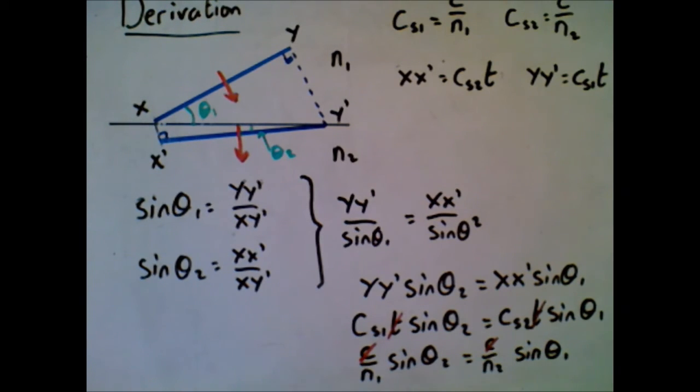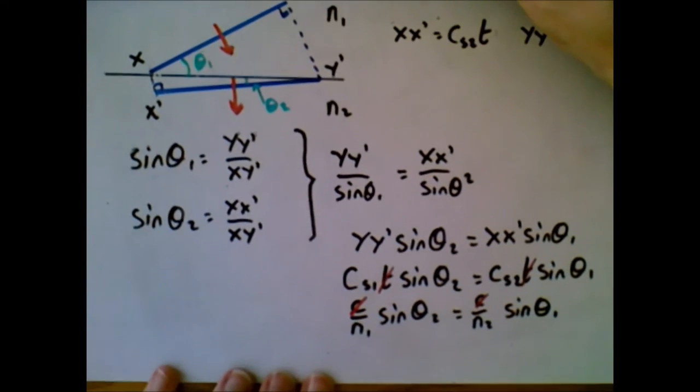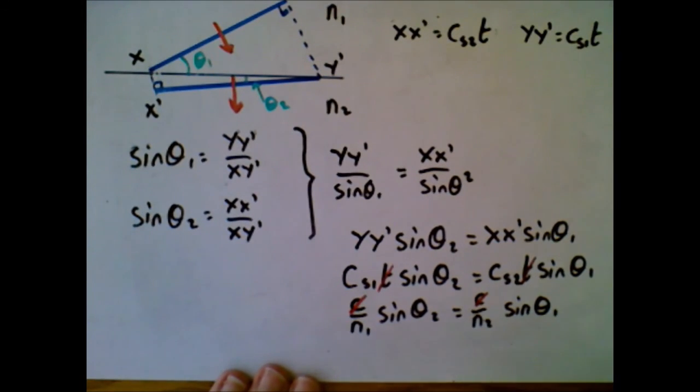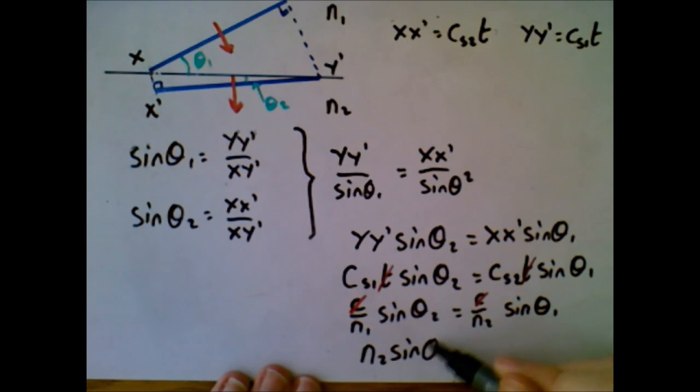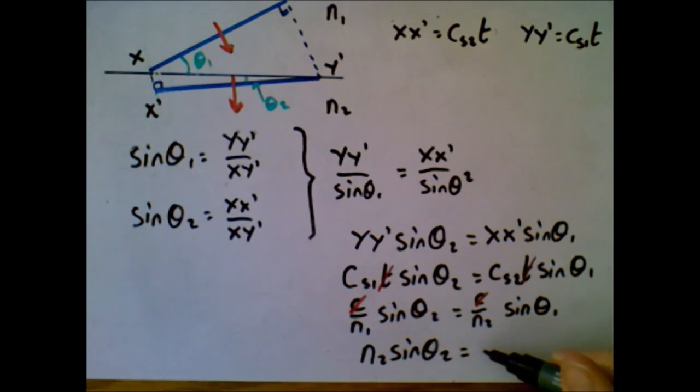Okay, the c's cancel. And so if you now imagine cross multiplying, so multiply both sides by n1 and by n2, and we're slightly running out of space here, let me just put that there. If we now multiply across, you can see that n2 times sine θ2 equals n1 times sine θ1, which is Snell's law. As I say, that's above what you need, but it's just there in case you're interested.